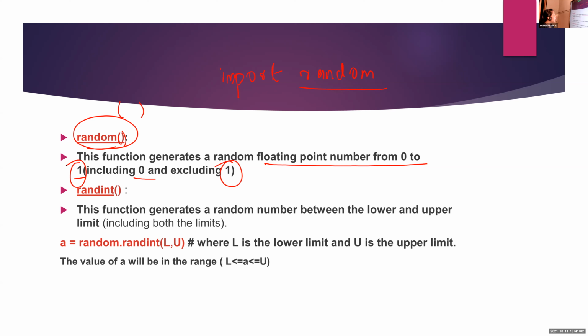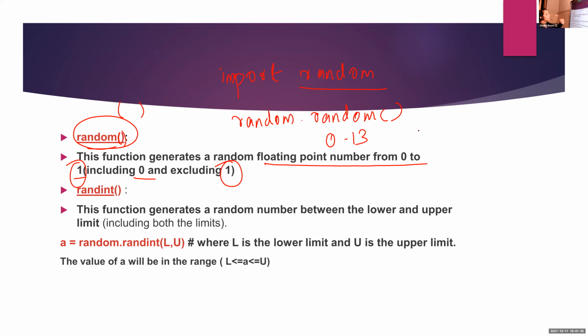To give one example, it is random dot random. Print random dot random. It will print any of the floating point numbers between 0 to 1. That is, it will print 0.13 or so. First time when you execute this random function, it will generate one number. Next time it will generate another number. It is not equal to the first output.